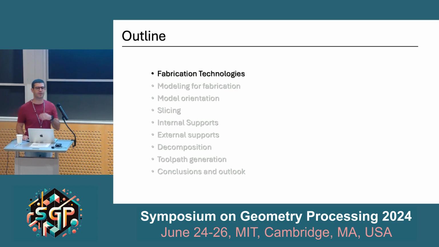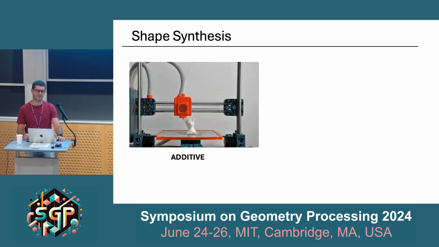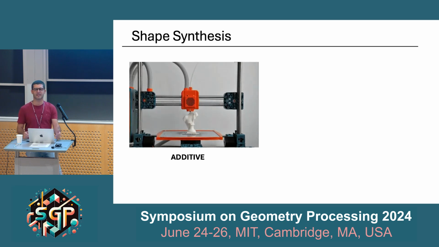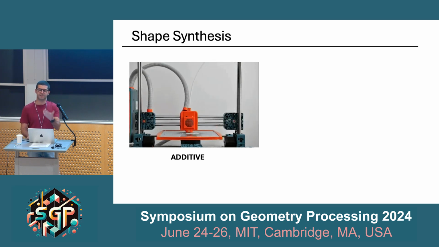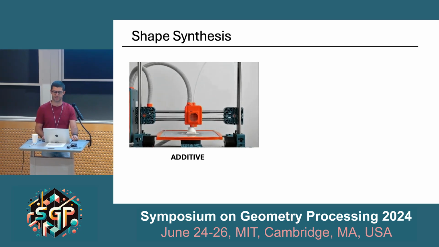So now I'm going to talk a little bit about the different technologies that we have at our disposal to fabricate. At the highest level, we can distinguish between two broad categories for manufacturing. We have what is called additive shape synthesis, which means essentially that we start from nothing and we create an object by solidifying material or depositing material, as in this little video. And this is what we typically call 3D printing.